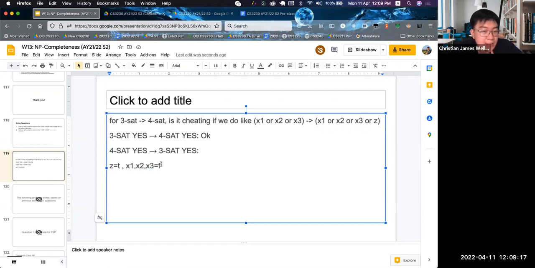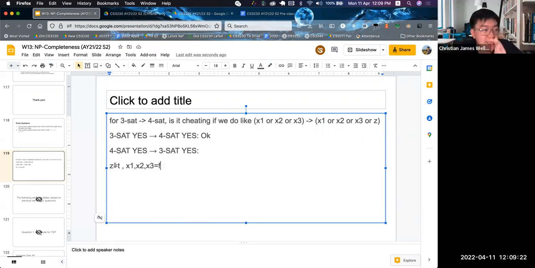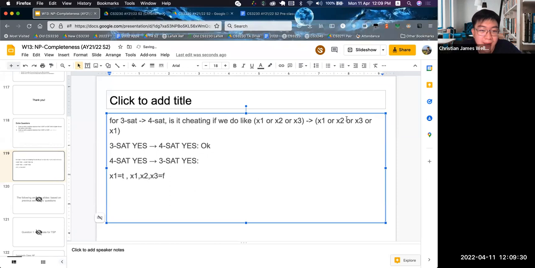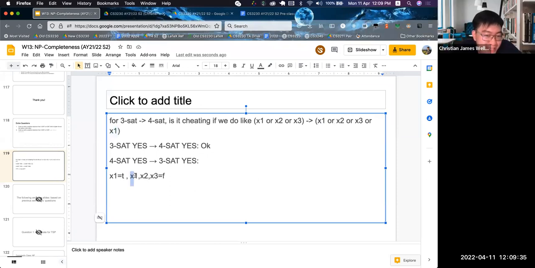Does this make sense? So in the first reduction, this cannot be the case. In the first reduction, if the final one is true, like you said, this x1 and that x1, then by default the other x1 must also be true. They are the same literal. You cannot assign true for x1 and not true for x1 at the same time. If you say that this is true, then automatically this one must be true as well.